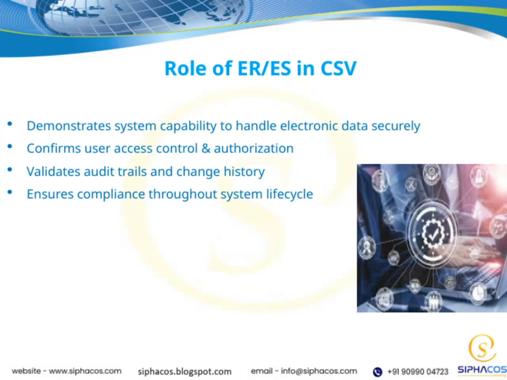Now, let's look at how the system demonstrates its capability to handle electronic data securely. This is a crucial aspect because protecting sensitive information is at the core of our system's design. It ensures that data is managed in a way that maintains confidentiality and integrity throughout its life cycle. Next, we have user access control and authorization. This means that only authorized individuals can access certain data or perform specific actions, which helps prevent unauthorized use or breaches. It's all about making sure the right people have the right level of access.